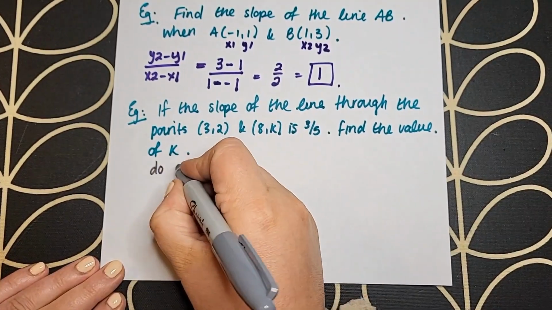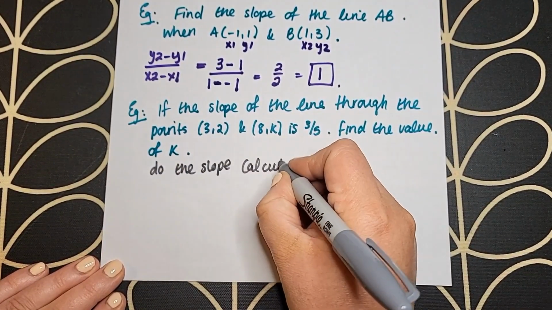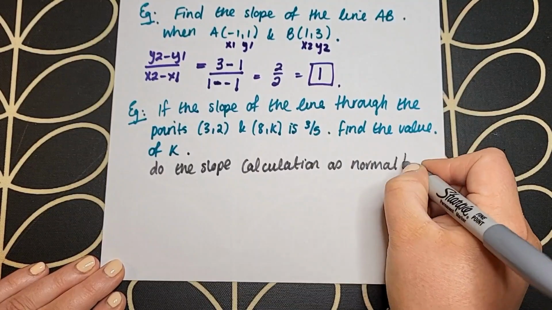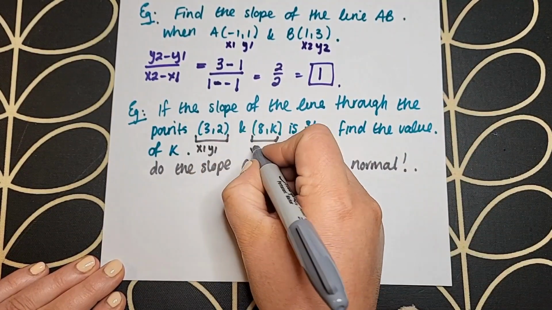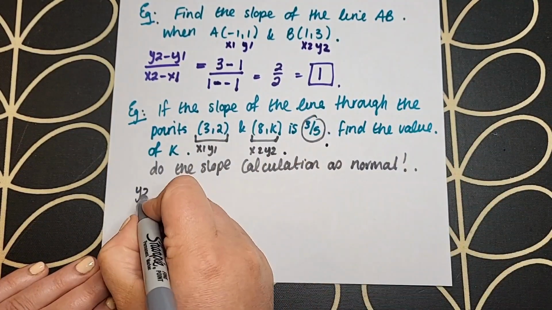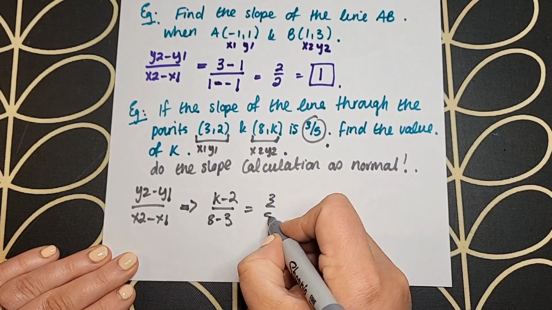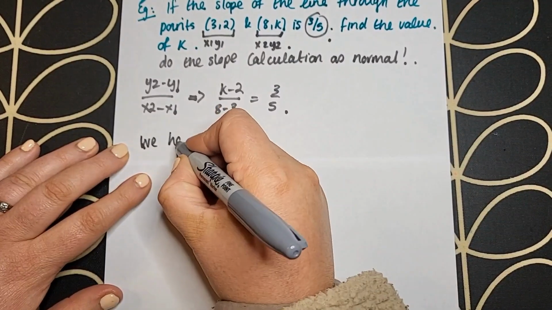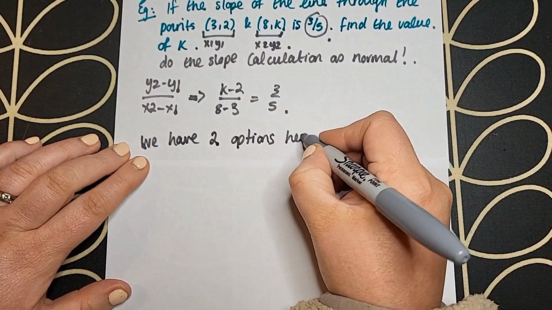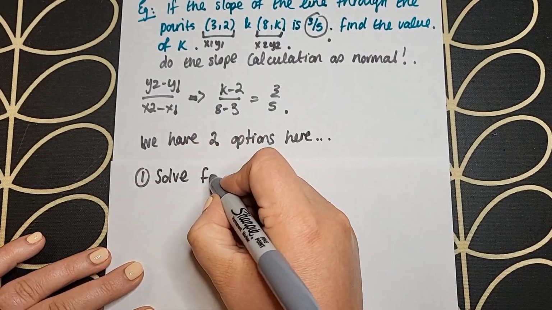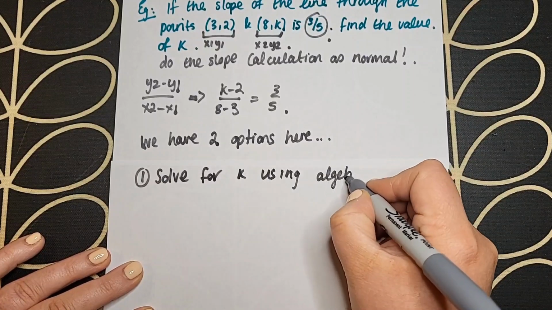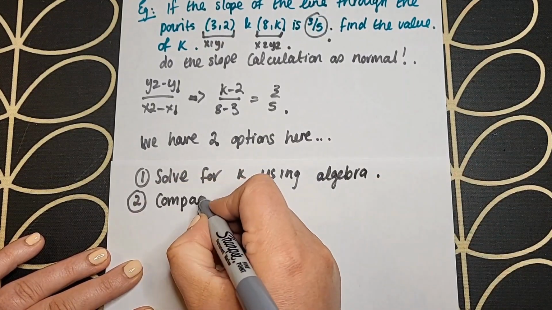Let's look at the second example now. If you look at the points that we were provided with, you can see that we have a K in one of them. So we're missing some information. We just do the slope calculation as normal because we know the answer should be 3 over 5. So we sub in that K, have confidence in your abilities, you're well able, and we get an answer of K minus 2 over 5. We know that that should be equal to 3 over 5.